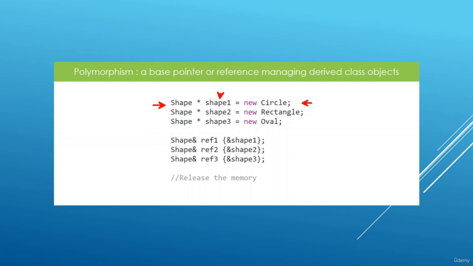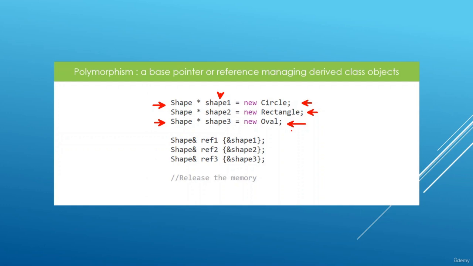We can also do a shape pointer that is managing a rectangle. We can set up a shape pointer that is managing an oval object. We can really set up a base pointer that is managing any kind of object we support in our inheritance hierarchy. Now, some of you are going to ask a few questions.